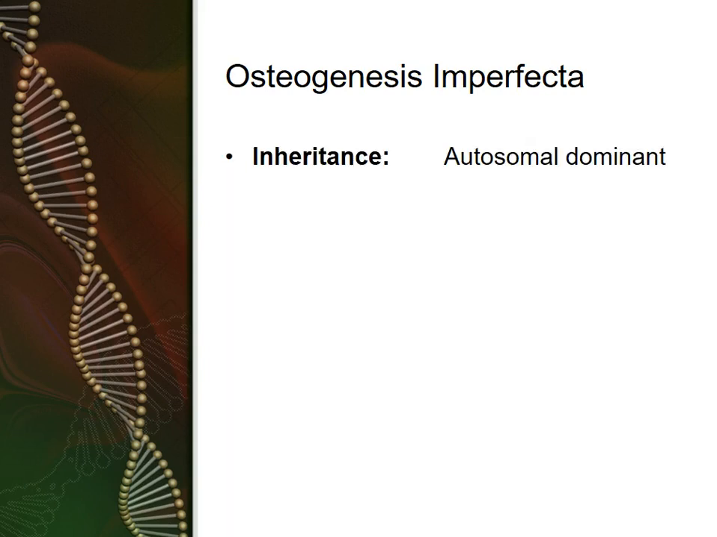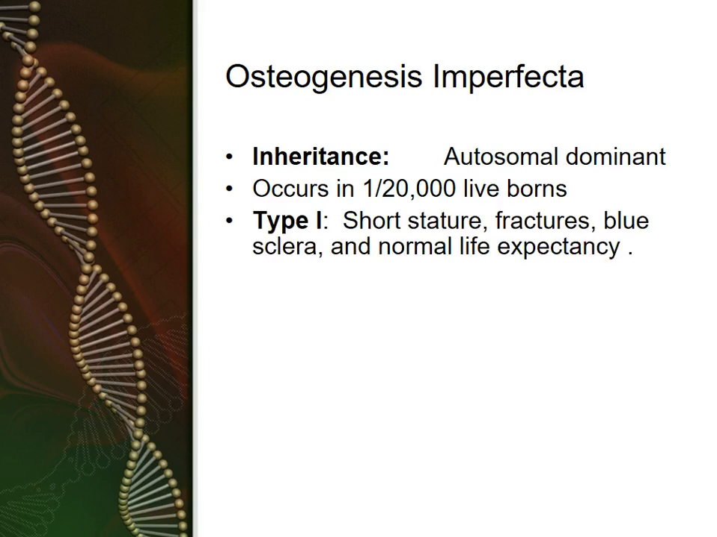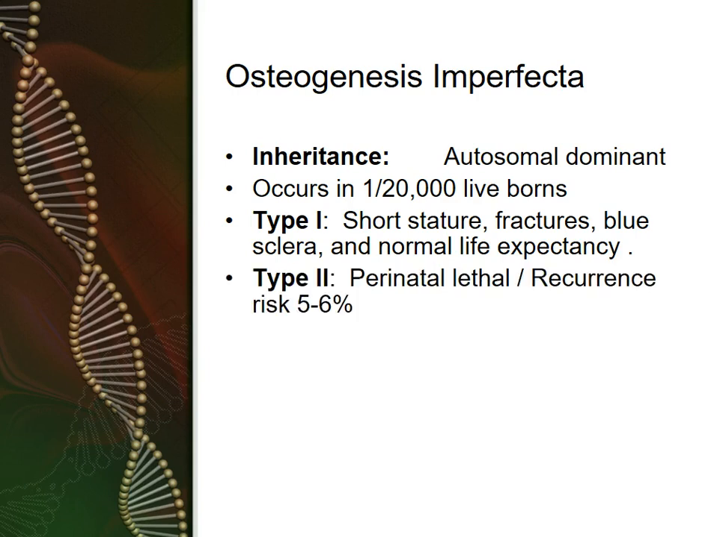It's inherited as dominant. It occurs in about 1 in 20,000 liveborns. There are many different forms. Most common, as stated, is type 1. It's characterized by short stature. Fractures, usually once a child becomes ambulatory, they will fracture tripping over a table, jumping off a swing set, just basic childhood things. Blue sclera, but they have normal life expectancy.